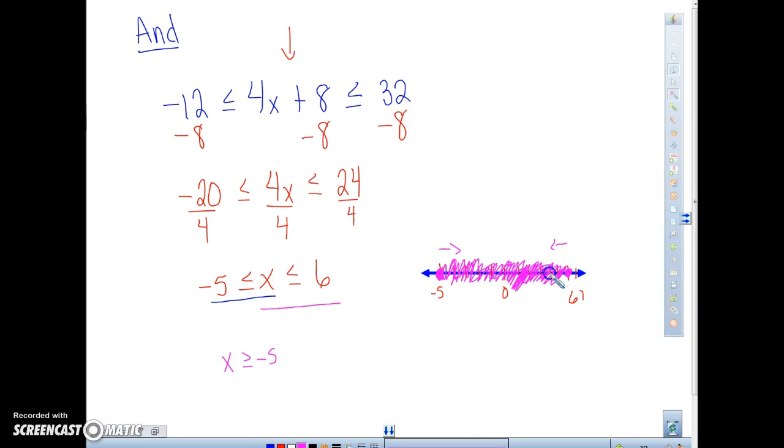This is our and statement. The middle between the two numbers is in common in this case. Okay, so let's go to problem number 2.